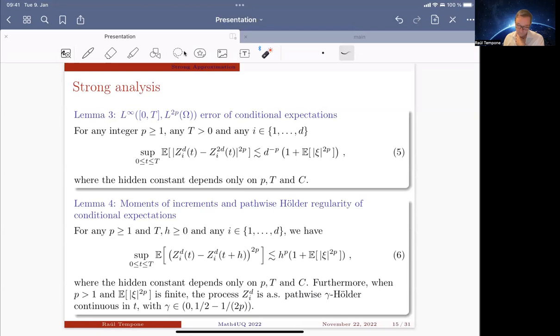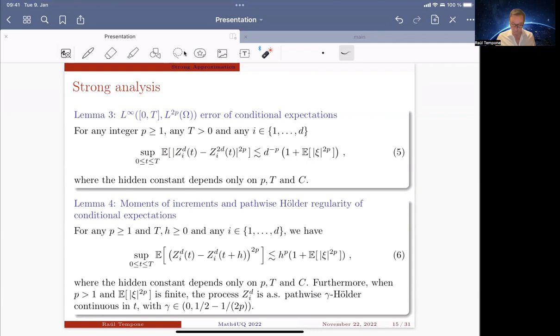Not only that, you can actually bound moments of increments of these guys, and the constants are not going to depend on the size of the system D. This will allow us to use the Kolmogorov Chentsov theorem, and from here we get that these Zi are almost surely pathwise gamma Hölder continuous in T, with this gamma connected again to the integrability of the initial condition. In the best possible case, you get the regularity that you would get out of a stochastic differential equation, the same as a Wiener path.